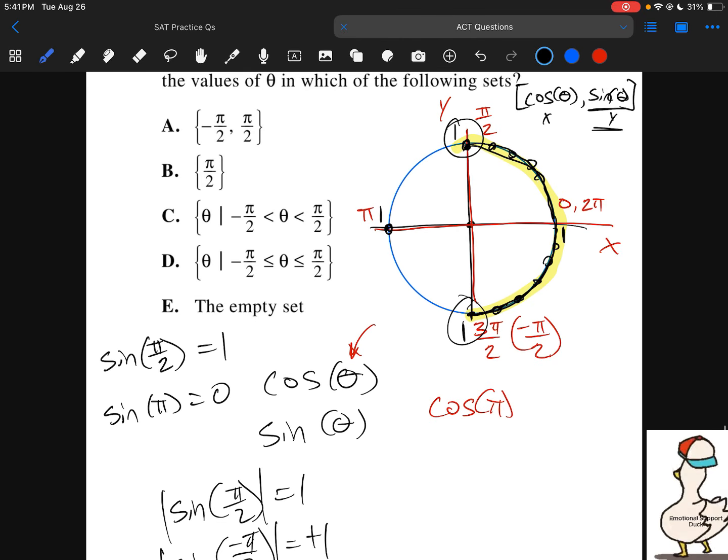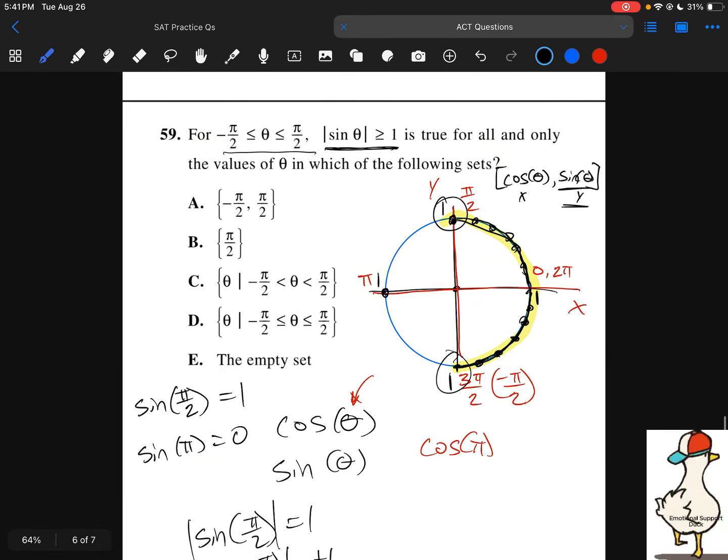Right here is less than 1, less than 1, less than 1, less than 1, and over here is getting closer and closer to 0. So that means the only answer could be A. The only points where sine of theta is greater than or equal to 1 are negative pi over 2 and pi over 2.